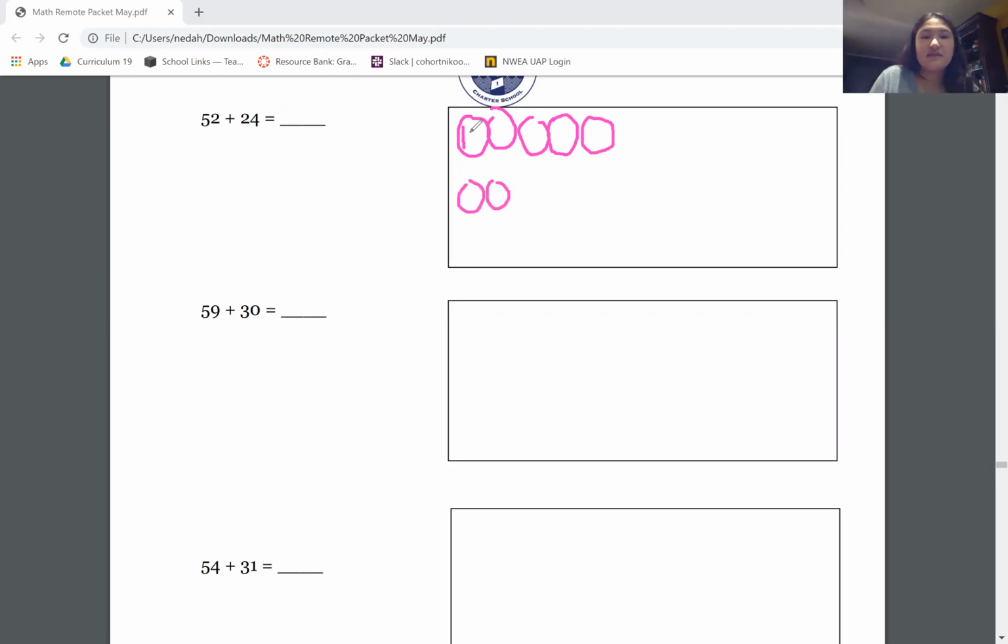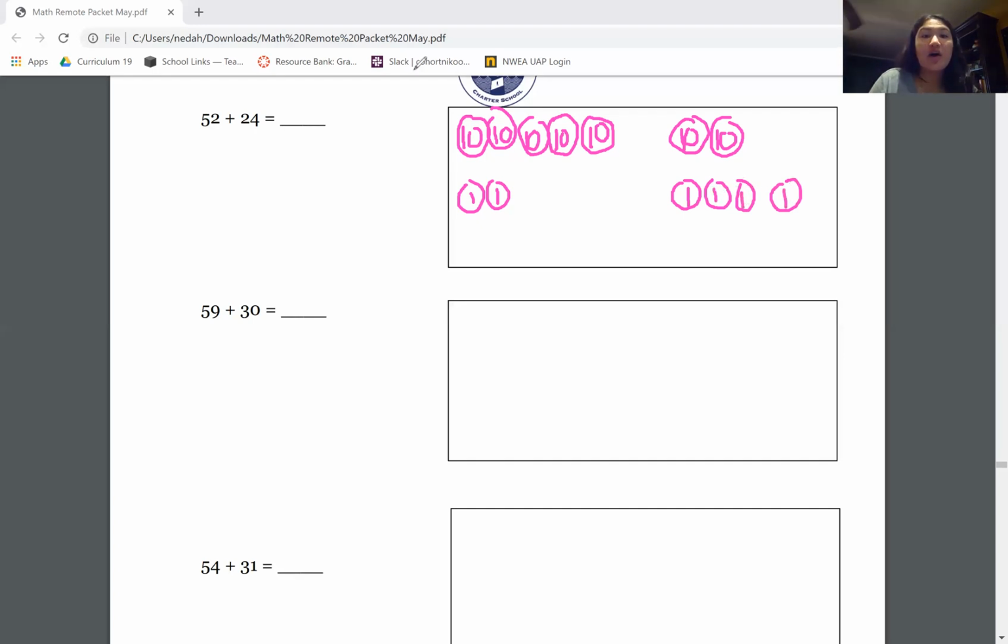Let me label these. So these are all tens right here. Remember that I'm putting my coins in 5 groups so that I can stay organized. So I have 5 dimes right there to show 50 and 2 pennies right here to show the 2 cents. Now we need to draw 24. So there are 2 tens in 24. So I'll draw 2 dimes. And how many ones? There are 4 ones. So I'll draw 1, 2, 3, 4 ones, and then go ahead and label them as pennies.